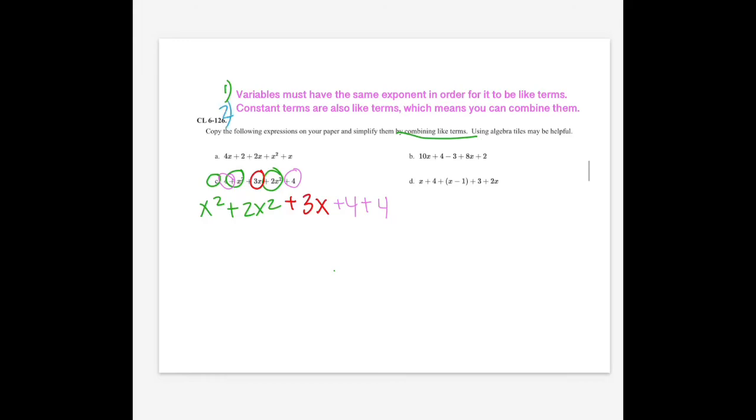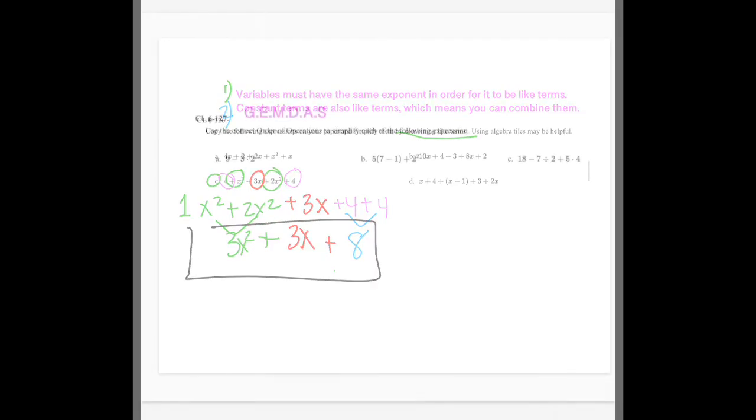And then part 2 says constant terms are also like terms. So many of you in your work show that 4 plus 4 is the same, but you didn't combine them. So you can actually combine them like a regular math problem. That equals 8. And then I want to put everything else back. And then I'm going to leave 3x because it doesn't have any other terms that are like it. But I do have my x squares, which I can put together. So I have 1x squared, even though you don't see the 1 there, but it is a 1x squared, plus 2x squared, and that equals 3x squared. There's nothing else I can combine, so that makes it my final answer.